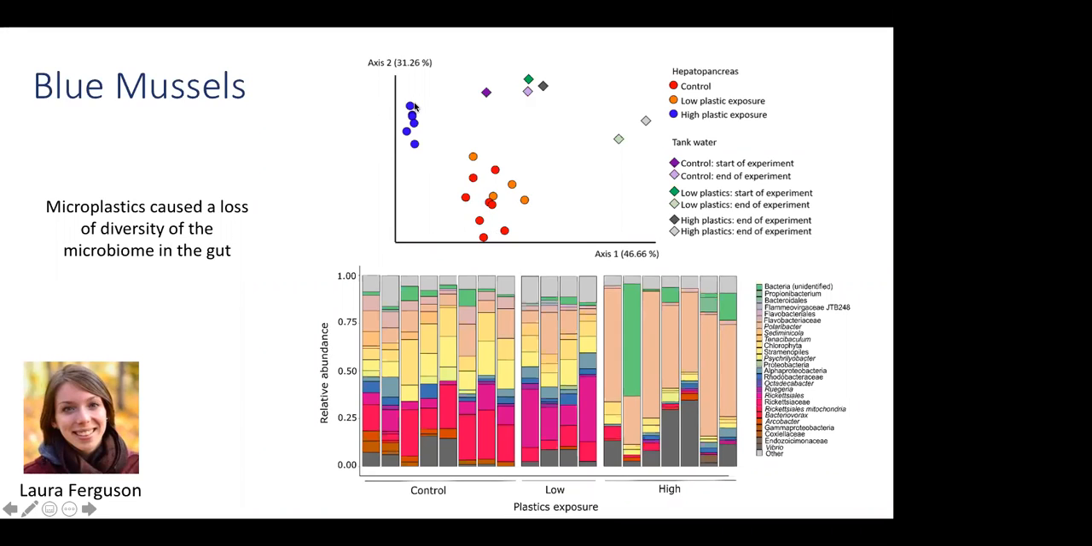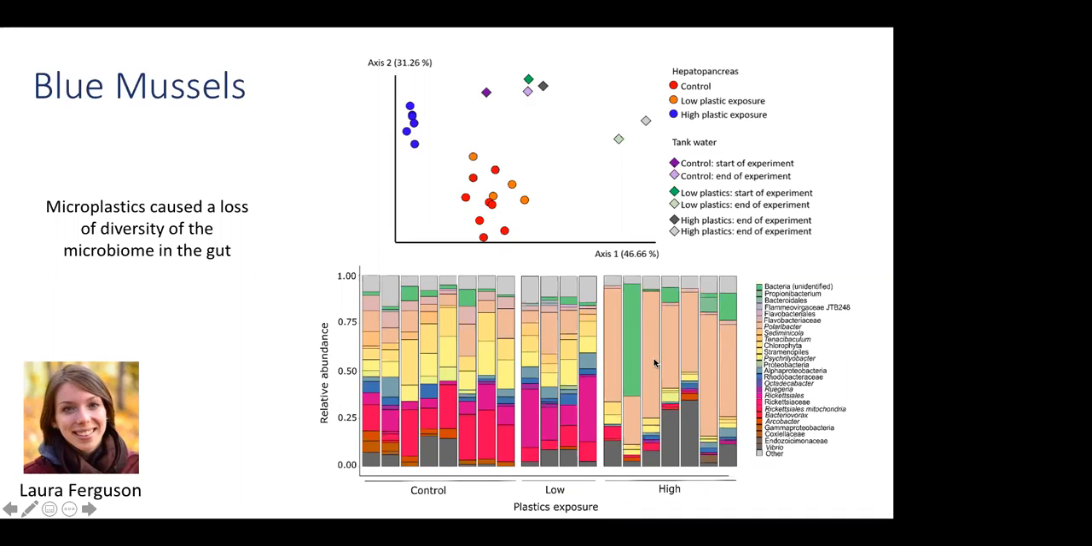But when you compare that to the guts of the mussels exposed to the high plastic, it's a very, very different microbial community. And so they separate out in this cluster plot. And so this just shows you the different taxa that were detected in this microbiome analysis from the controls and the low microplastics. And these are the community breakdown for the mussels exposed to the high microplastics. And so some species really decreased in abundance and other species really increased in abundance.